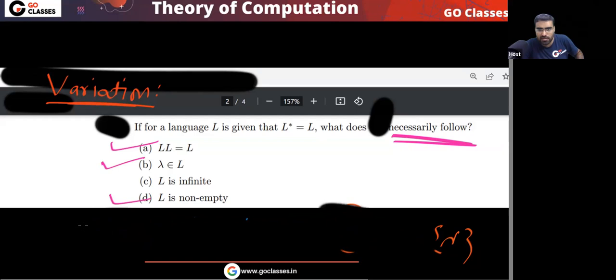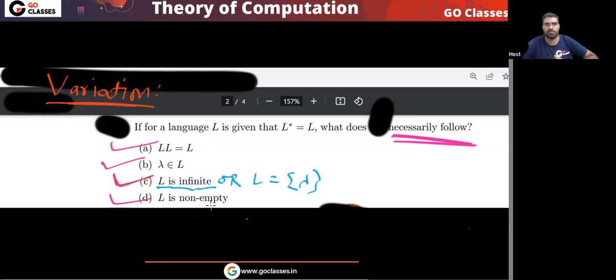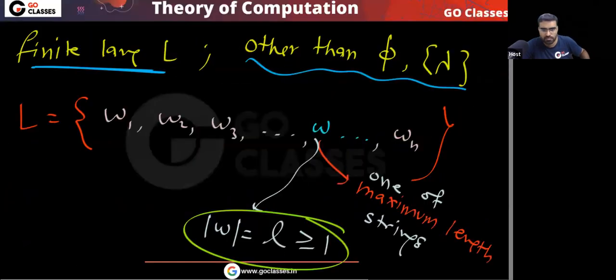One more thing. In this option C, if I say L is infinite or L is this, now will it follow? Now this is also correct. Is this point clear? Either L will be infinite or L will be equal to this. So quite simple. Now let's move on.